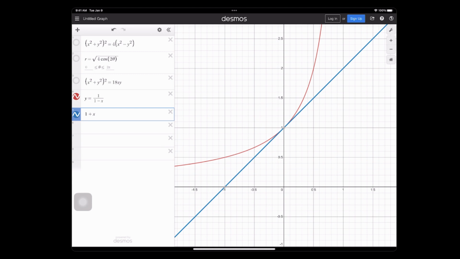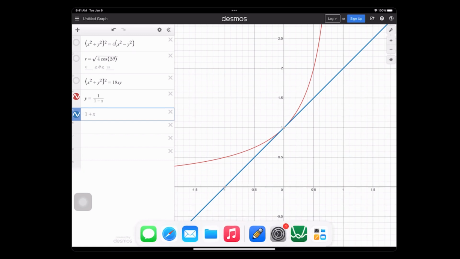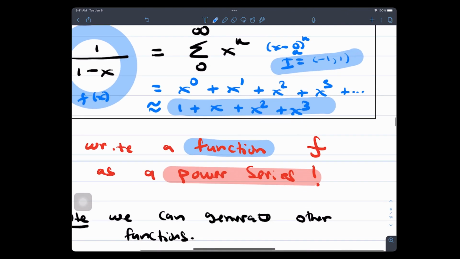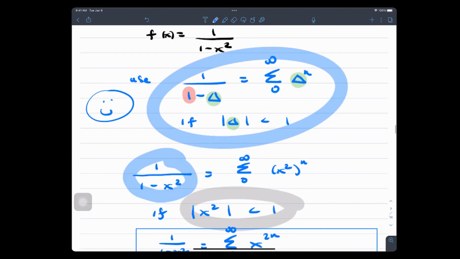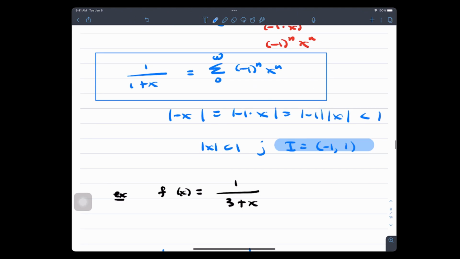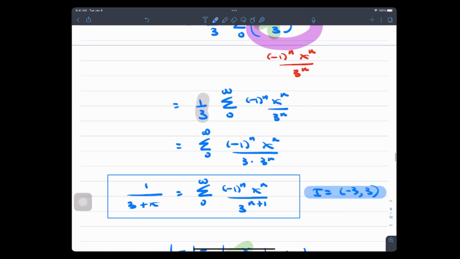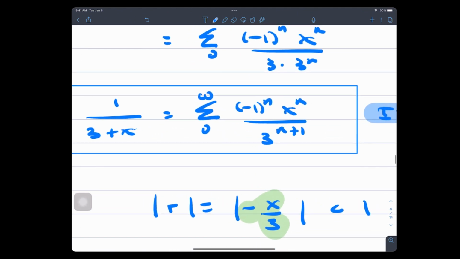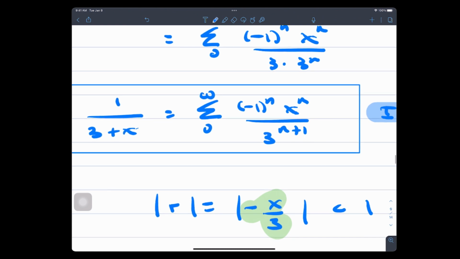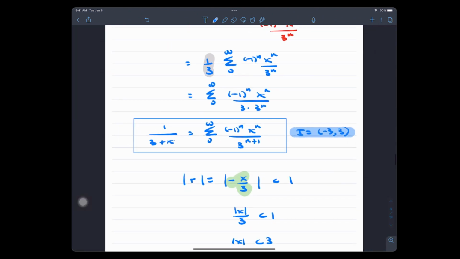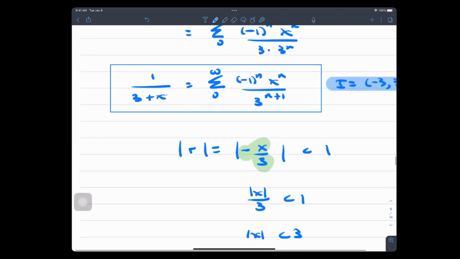Calculus 2 comes along, and you can approximate curves now with polynomials in general. If you notice, all of these power series representations of functions are polynomials. Is that right? See, this one, 1 over 3 plus x, this is a polynomial. So you're approximating functions with higher order polynomials.